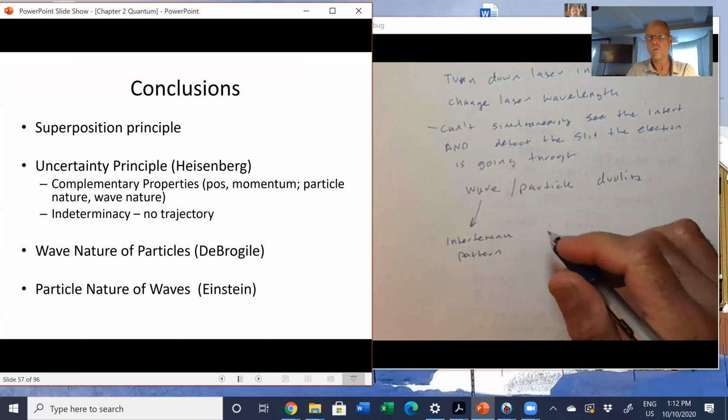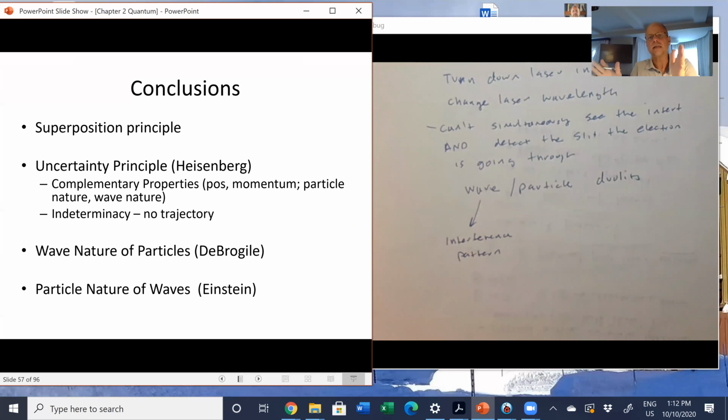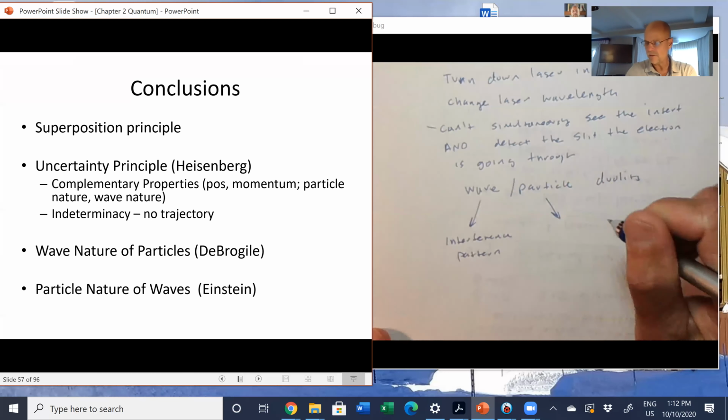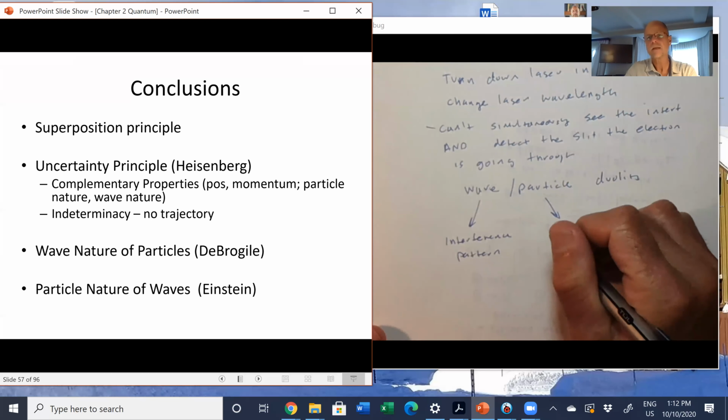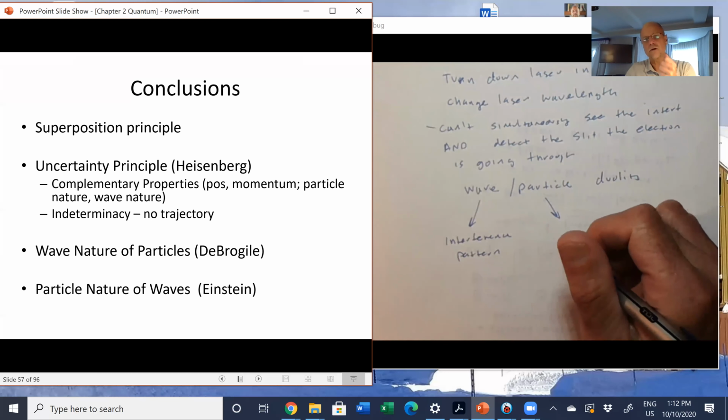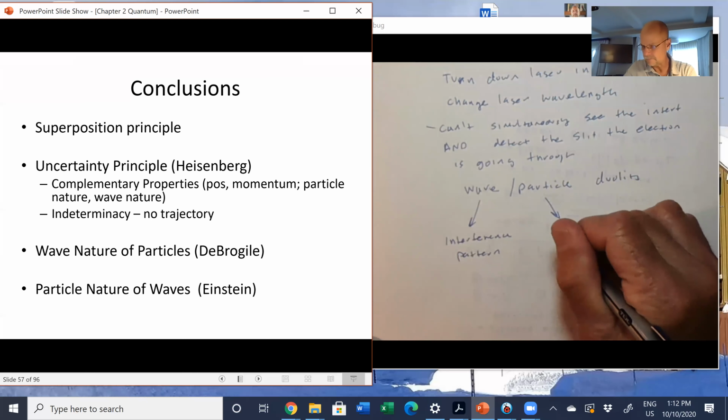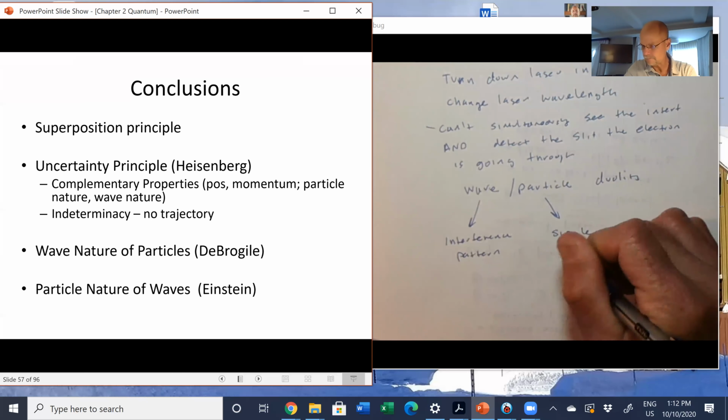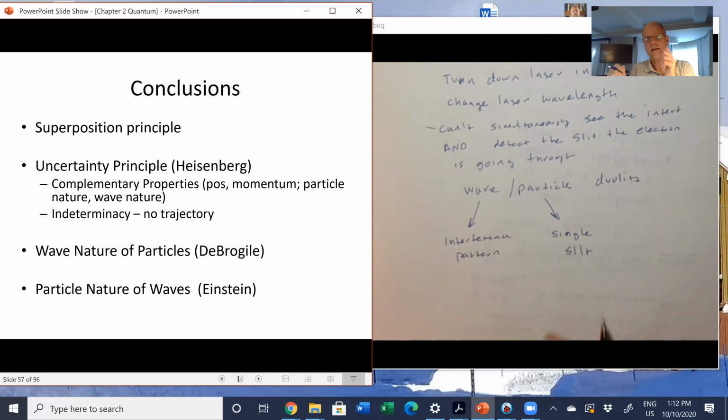Right? A wave can go through both slits and interfere with itself, right? So when we're not detecting the electron, it's essentially doing that. It's going through both slits and interfering with itself to produce the interference pattern. That's the wave nature of the electron. The particle nature of the electron is what allows it to go through a single slit, right? Because if it's a particle, it can go through a single slit, right?